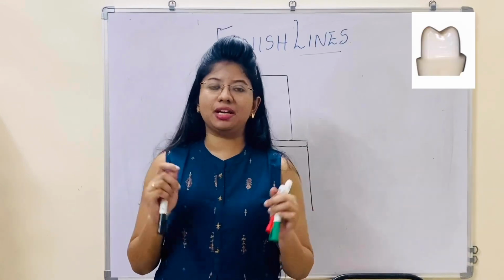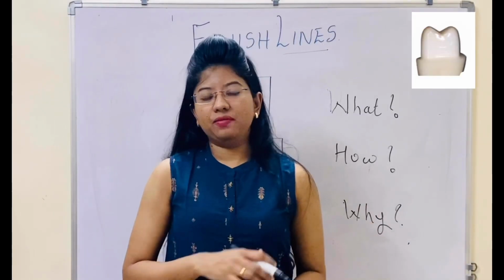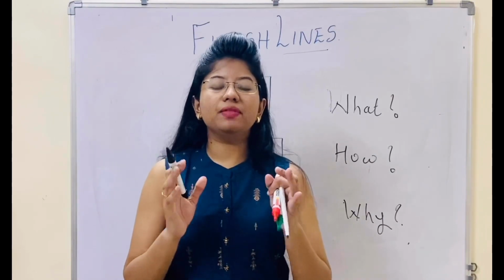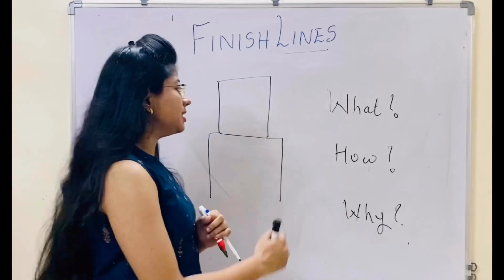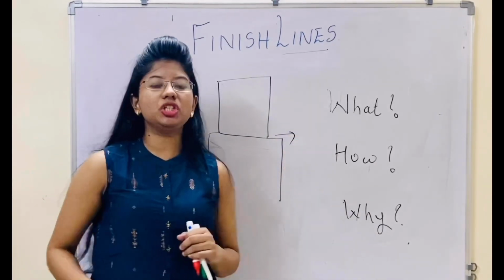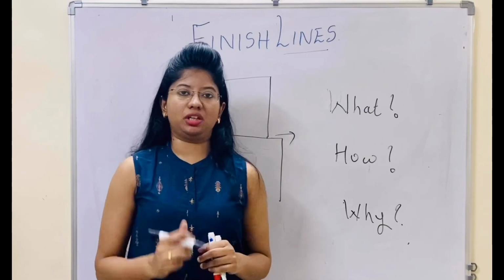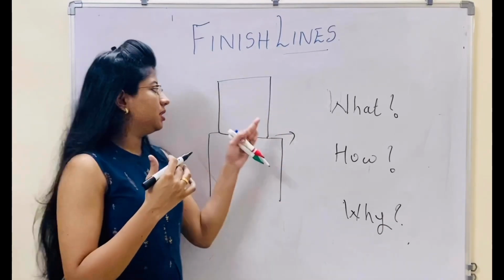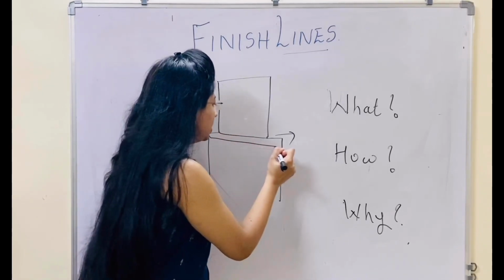that is finish lines. So what is a finish line? Whenever you are preparing a tooth, you give an appropriate finish line. What is a finish line? It is nothing but a peripheral extension, or you can say a line of demarcation or a junction. This is a prepared tooth and the external tooth surface, and this area is the finish line.